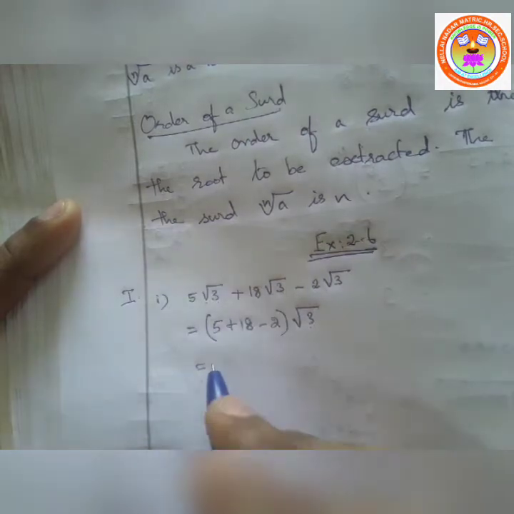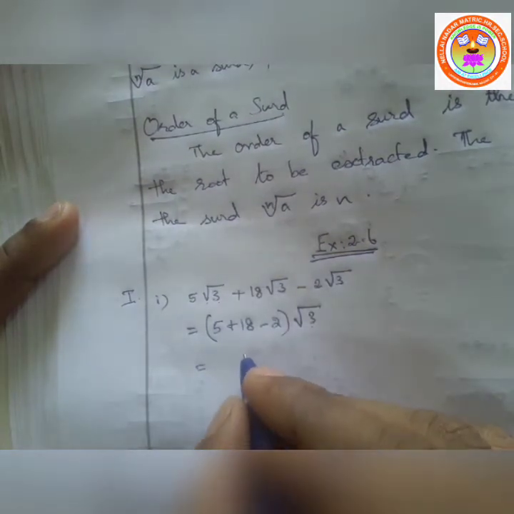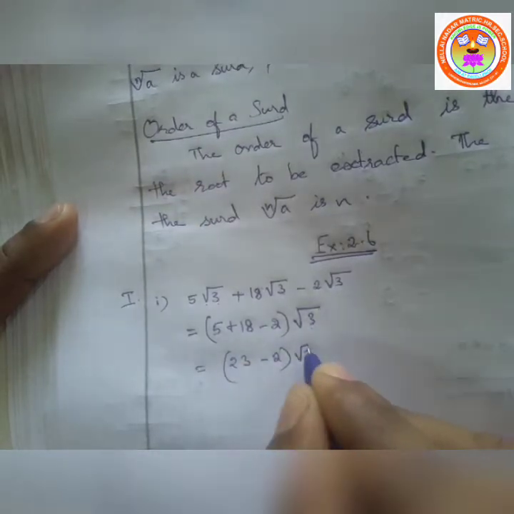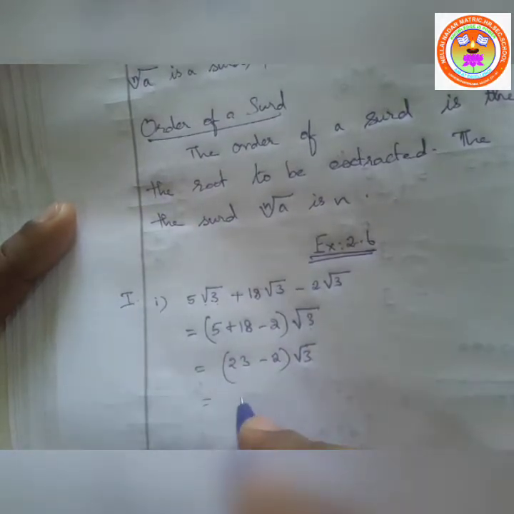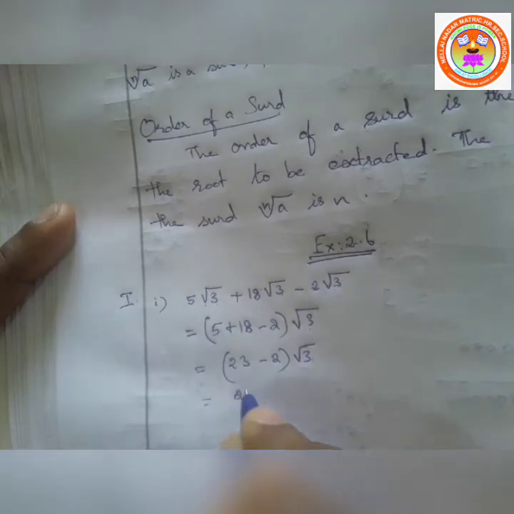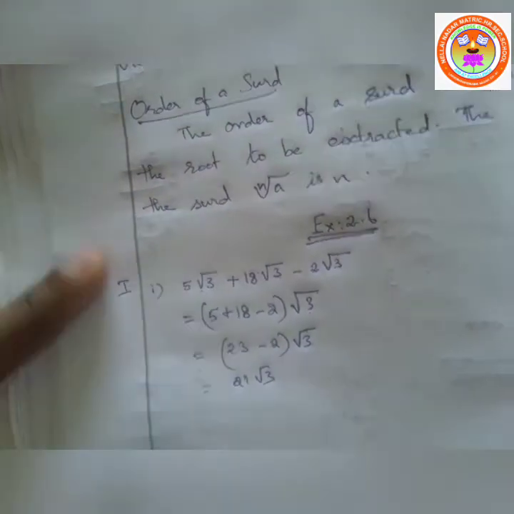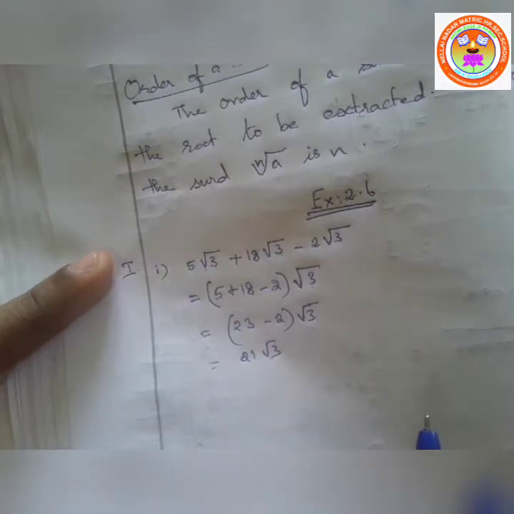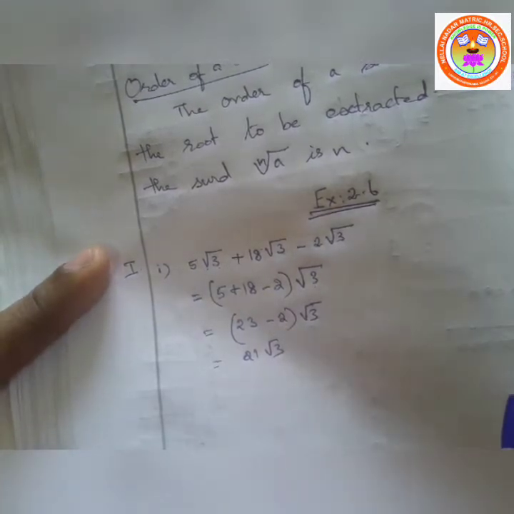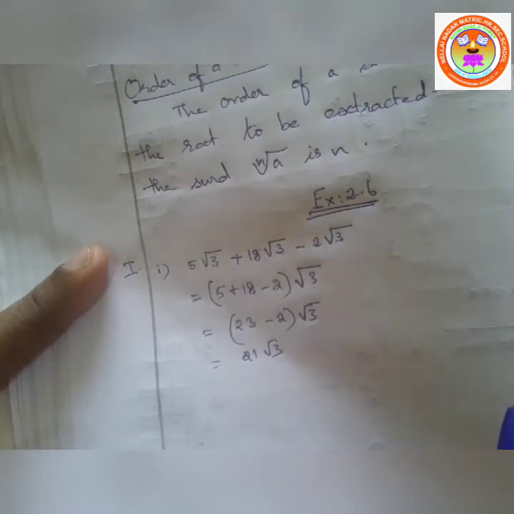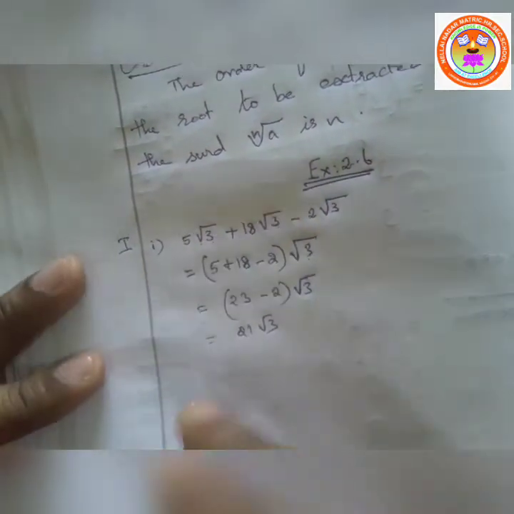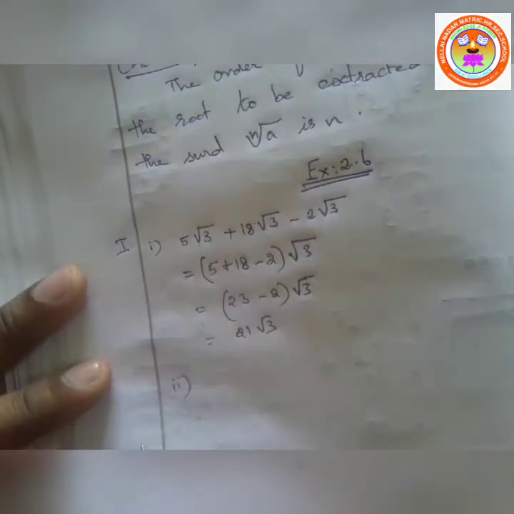What is 5 plus 18? It is 23. 23 minus 2, square root of 3. 23 minus 2 is 21 square root of 3. This is the way you can add and subtract. Only if they are like surds do you add and subtract them. If they are unlike surds, you should not add and subtract. Now we'll move on to the next subdivision, that is the second subdivision.